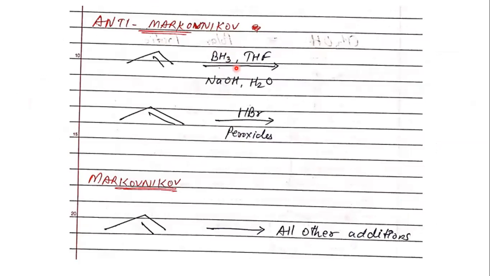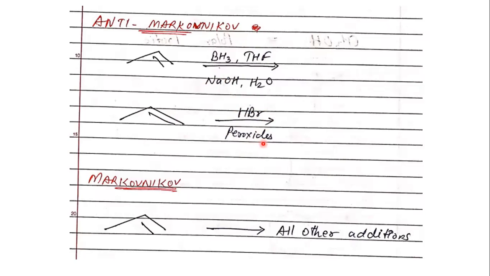Anti-Markovnikov reactions normally are, these two are the major reactions which follow the anti-Markovnikov rule. Alkene addition using BH3 in THF, then NaOH and water. This addition reaction takes place via the anti-Markovnikov rule. This addition also takes place via anti-Markovnikov. Here HBr is also going to get added, but in the presence of peroxides.